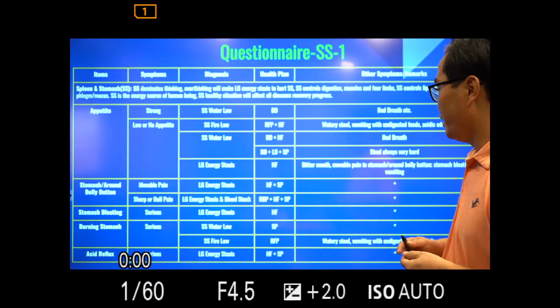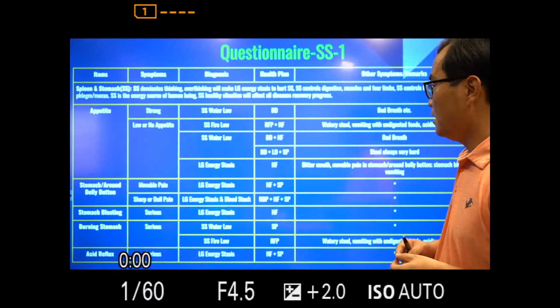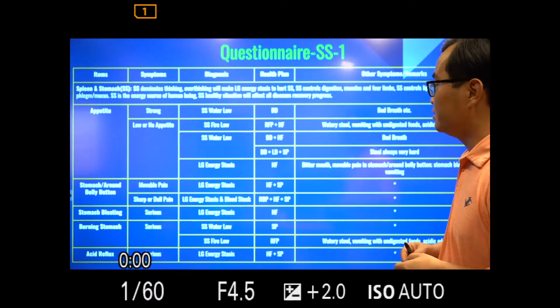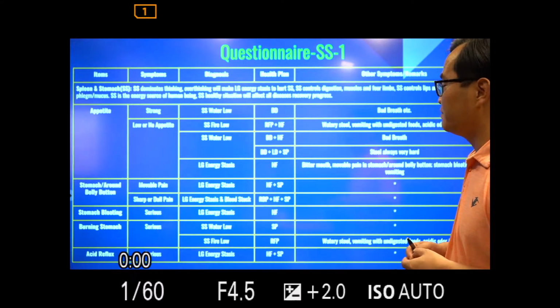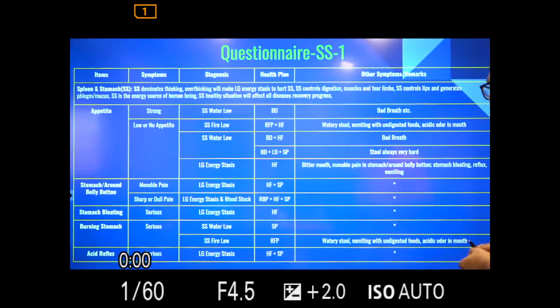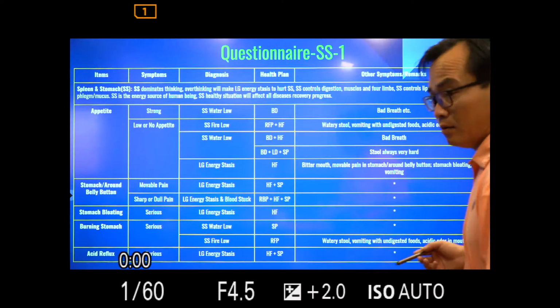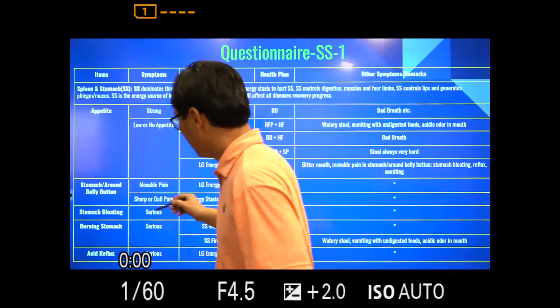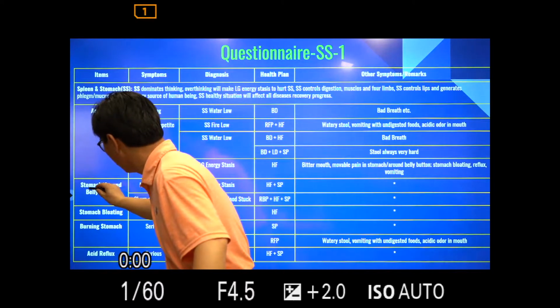Yesterday I think we stopped at the appetite. Yesterday we explained the appetite for these tables. So today we will start from the look. This is the stomach.